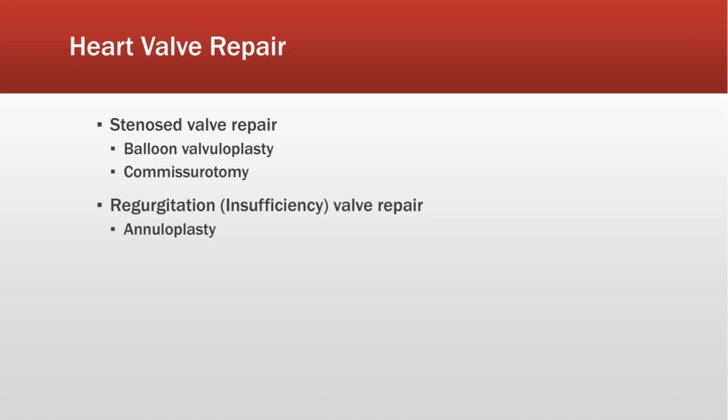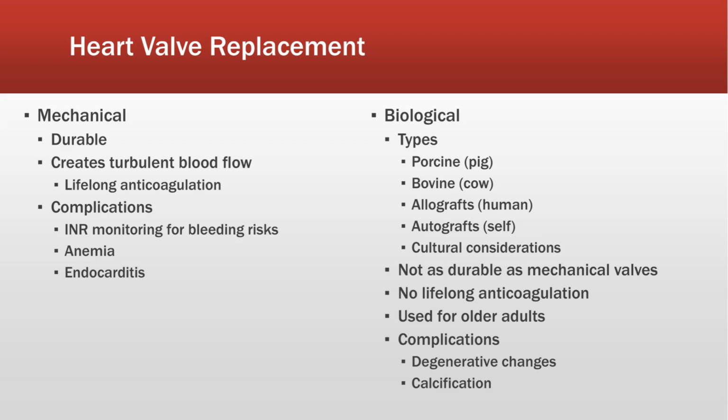For stenosis, procedures include balloon valvuloplasty or commissurotomy to widen the opening. For regurgitation, we use procedures like annuloplasty, where the valve ring is tightened to help the leaflets close properly. Sometimes repair isn't possible and the valve must be replaced.